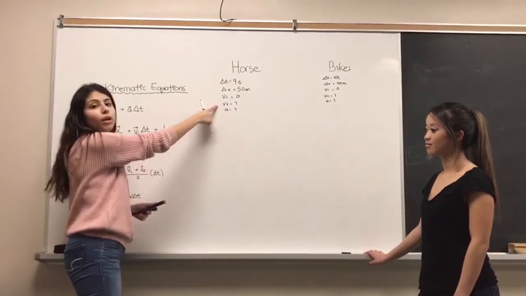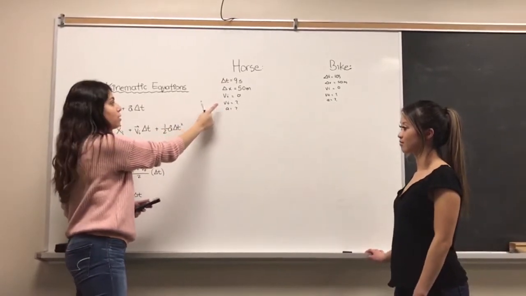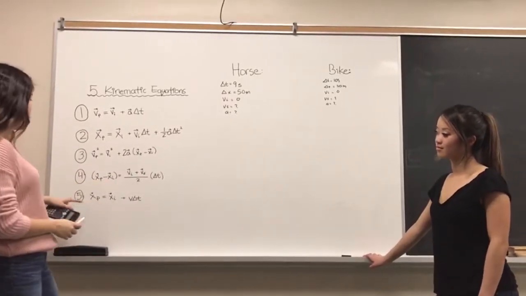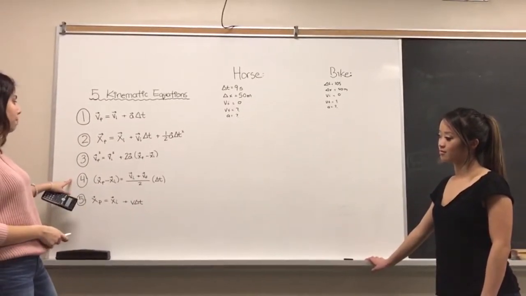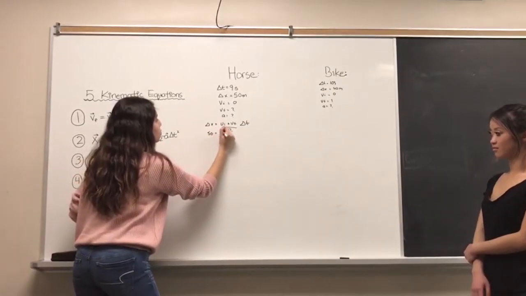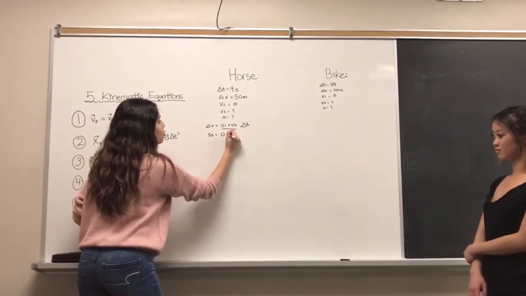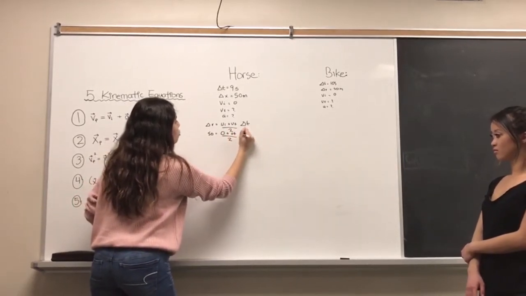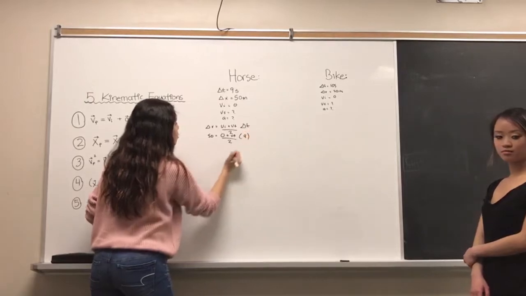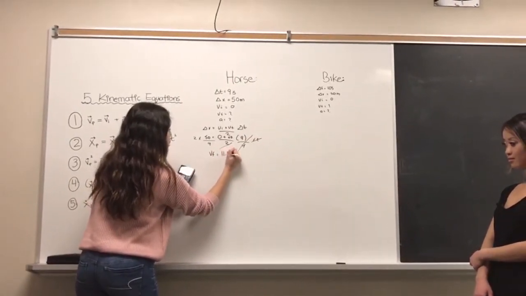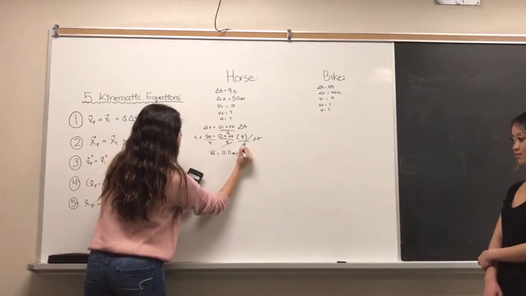We can try to determine one unknown first, which is our final speed, and then it will help us determine acceleration from one of these equations. So I'm going to use equation 4 to determine the final speed. My delta x is 50 equals 0, which is my initial speed, plus v final, my unknown, divided by 2 times 9 seconds. I'm going to get a final velocity of 11.11 meters per second.